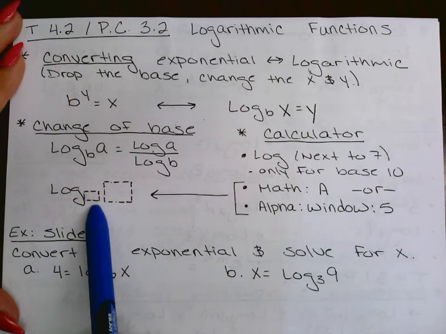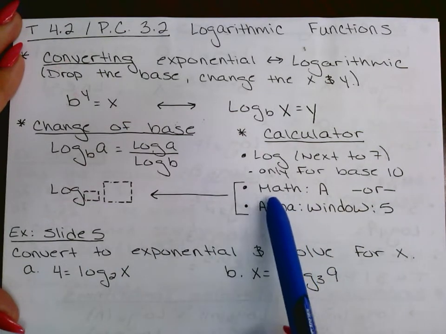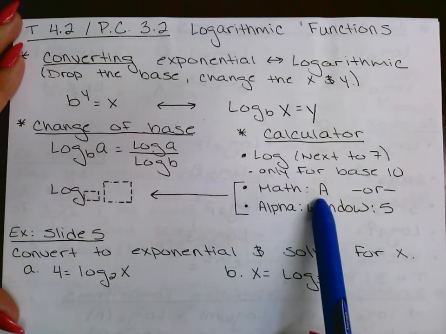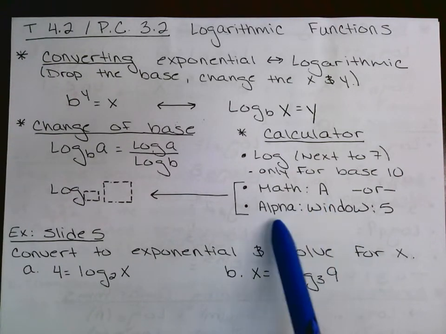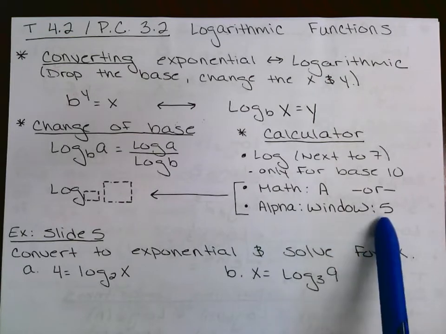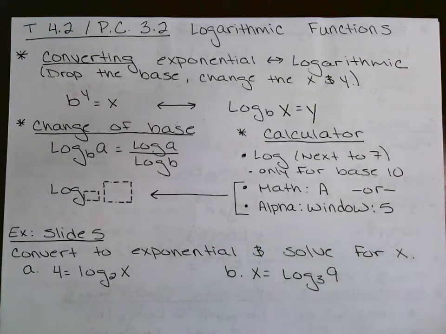Okay? Now, our beautiful new calculators exist, and they have a button that lets you put in a different base. Okay? So you have two options. Math A should work for all of you. If you have the new TI-84, which most of you have, Alpha Window 5 also gives you that button. So go ahead and press either of those. And you should see something that pops up like this.